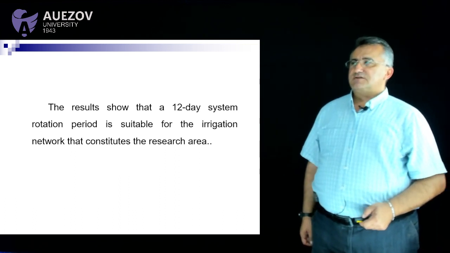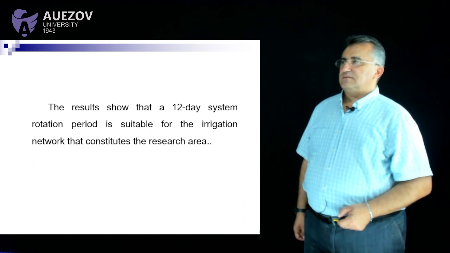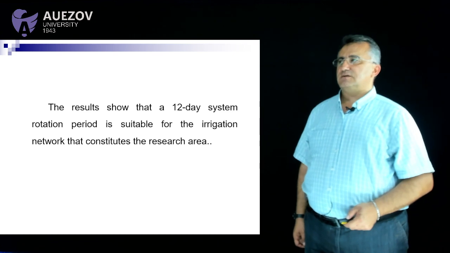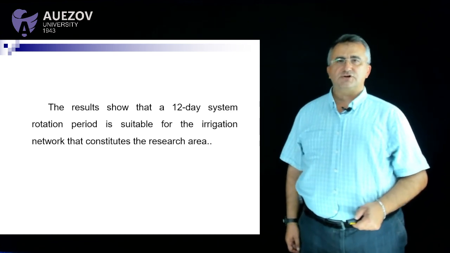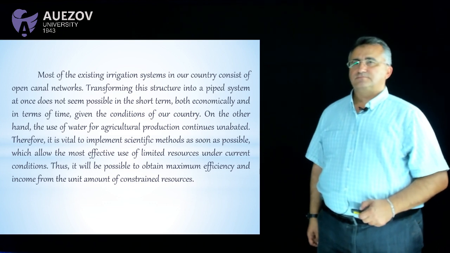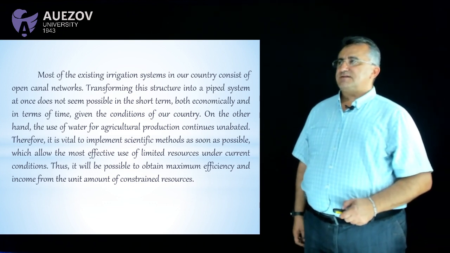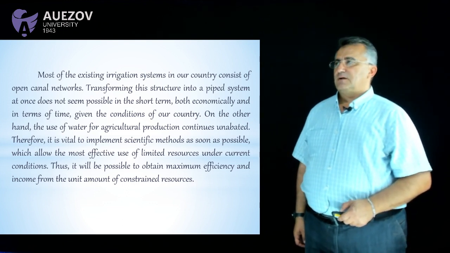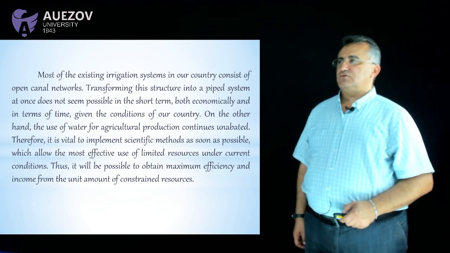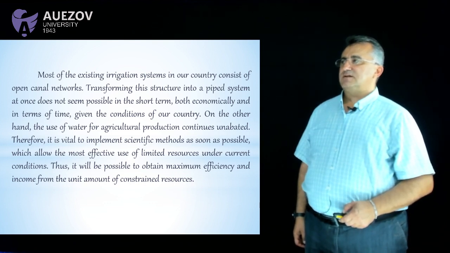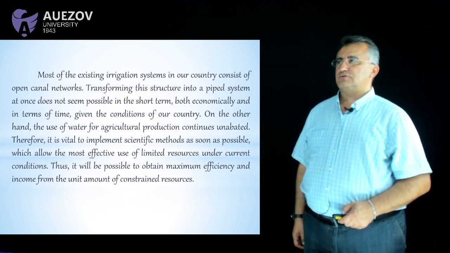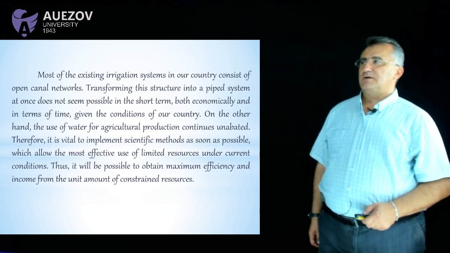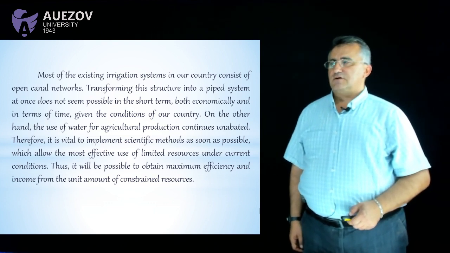The results show that a 12-day system rotation period is suitable for the irrigation network that constitutes the research area. Most of the existing irrigation systems in Turkey consist of open canal networks. Transforming this structure into a pipe system at once does not seem possible in the short term, both economically and in terms of time, given the conditions of our country.